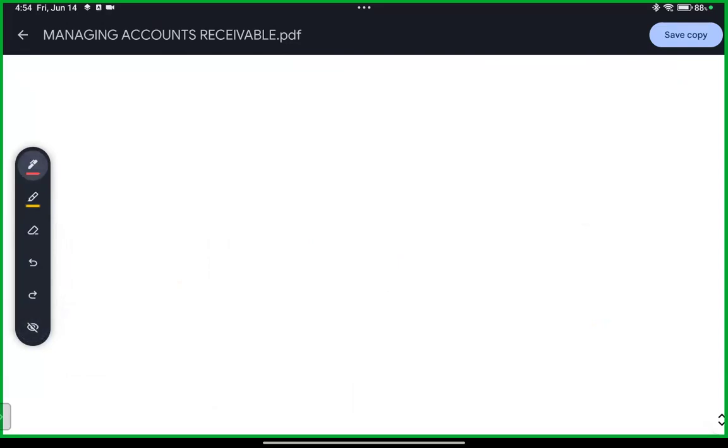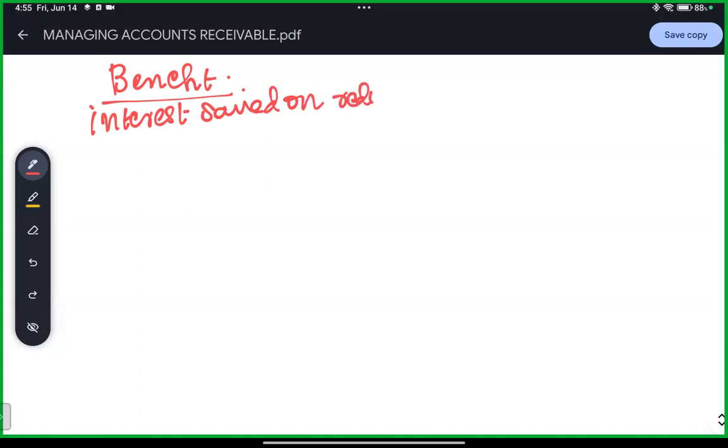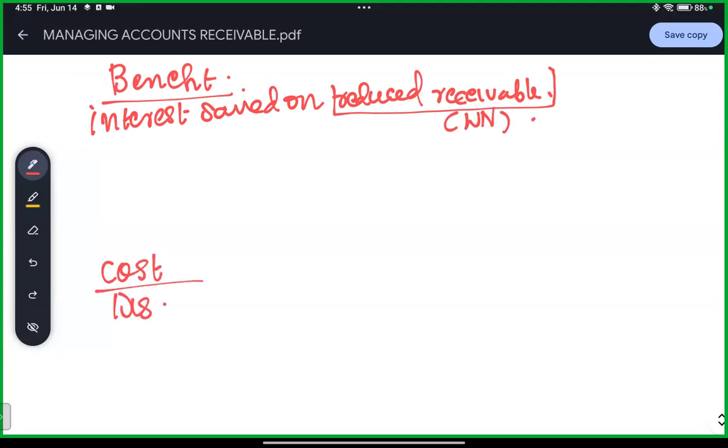So when you're given a question like this, one heading will be for benefit. So the benefit is the interest saved on reduced receivable. I'm giving you a format to help you. And this reduced receivable is a working note that you have to do. Second part is the cost. Cost is the discount allowed. That is the discount that you are allowing. I think cost we can do first because that is the easiest one to do.